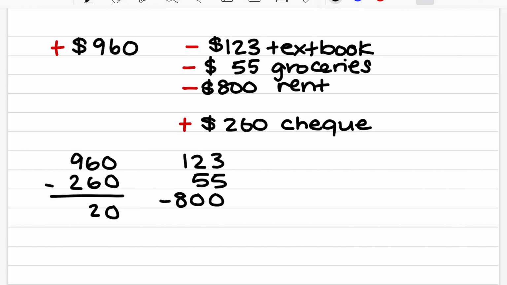Six plus 6 is 12, so you carry the 1. 9 plus 1 is 10, plus you have an extra 2, so that's 12. Sorry, this is addition, not subtraction. And 3 plus 5 is 8, 2 plus 5 is 7, and 1 plus 8 is 9. So now we know this is the negative money, this is the positive money. So we can subtract the negative money from the positive money.